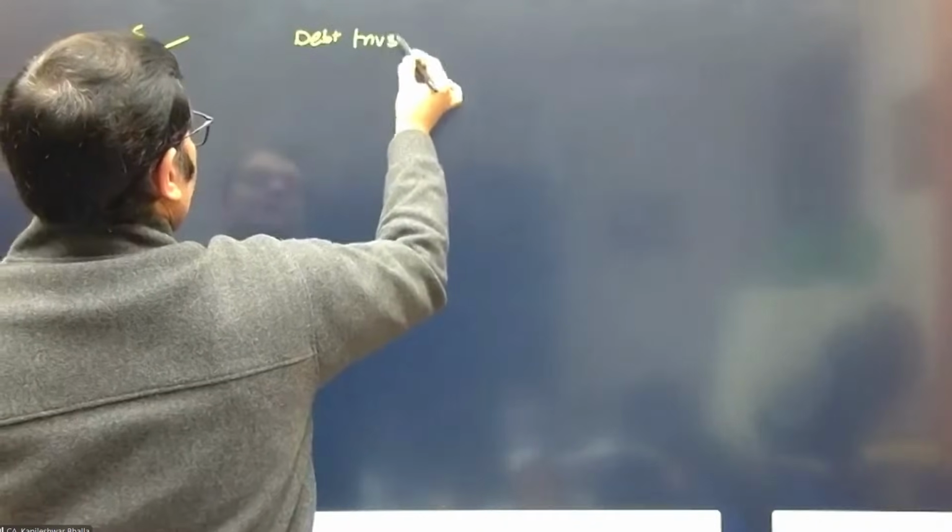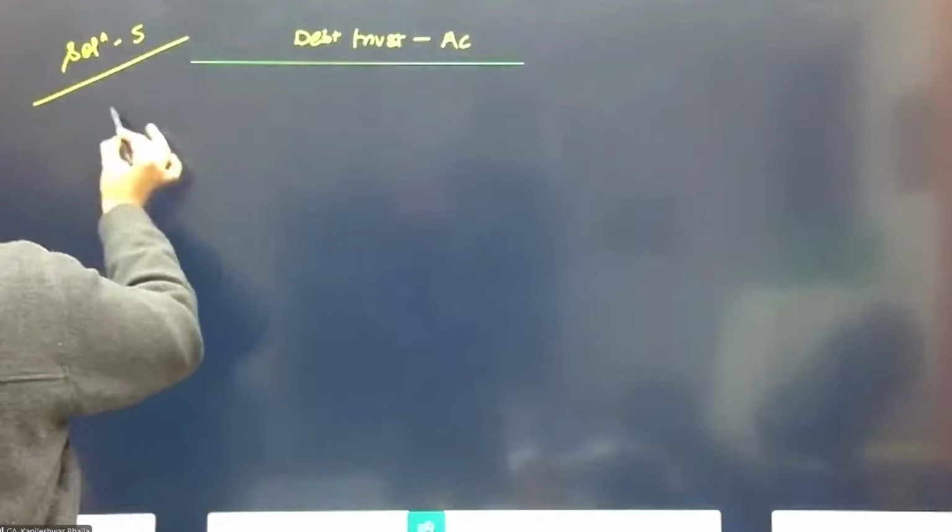So this is question 5. Solution to question 5. So I think first let's take the case of debt investments at AC. I always prefer to make a ledger account that makes life more simple.